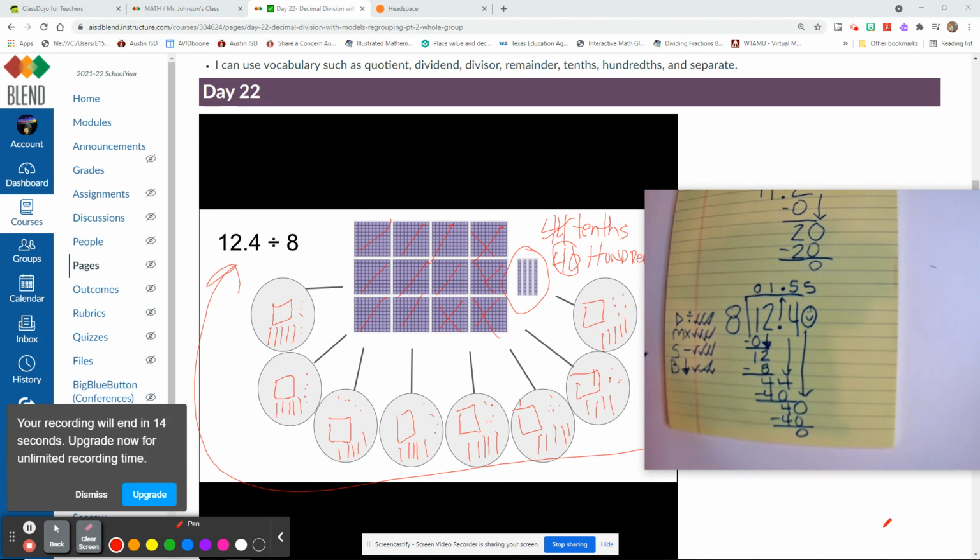So remember, the algorithm could save you time. It's always going to work. It is quite accurate. And it helps you check your answer, even with pictures.